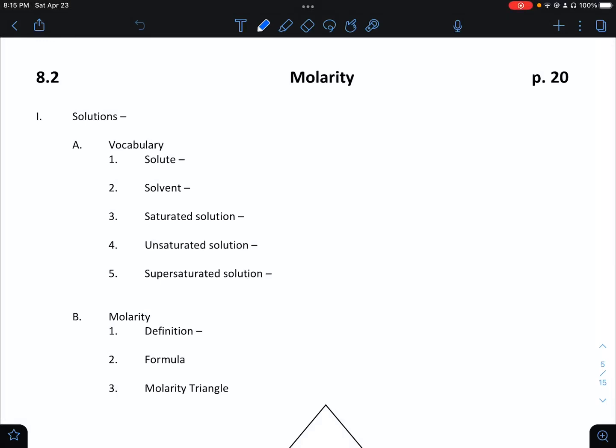Hey students, welcome to our first video of Unit 8. This is our last unit here, and we're going to talk about molarity. This is 8.2, molarity. A couple of things that you need: you definitely need a calculator, and you'll want your periodic table because we will need both at some point. So let's jump right in.